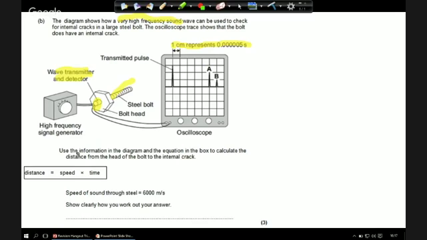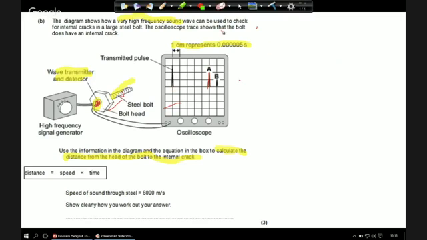Now, it says use the information in the diagram and the equation in the box to calculate the distance from the head of the bolt to the internal crack. Notice I'm highlighting command words in here. What is it actually asking me to work out? Well, it's just from the head of the bolt to the internal crack. Okay, so how are we going to work this out then? Well, the first thing we're going to need to do is work out how long it has taken for the pulse to go from the end of the bolt to the crack and back again. Because that's what this peak is here. So the time is going to be here.